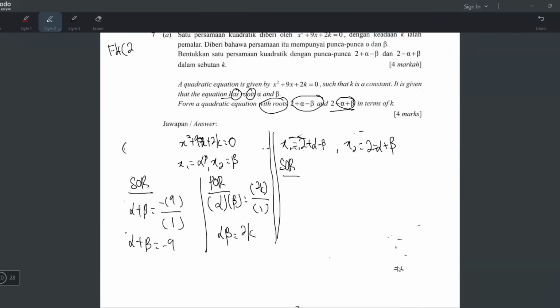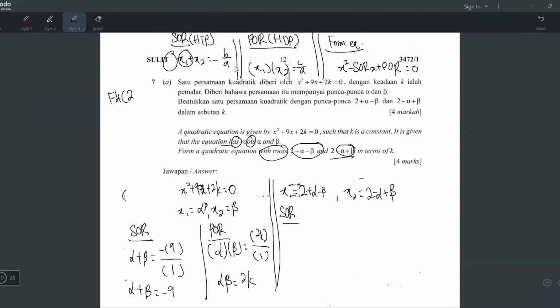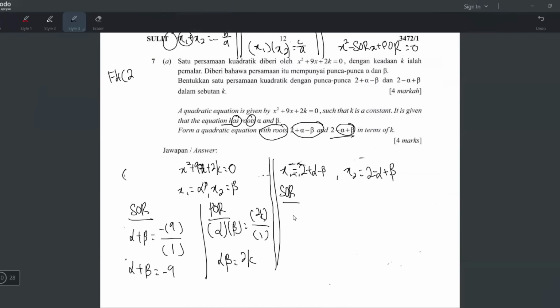When you do the SOR and the POR for this equation, you don't have the equation. Do you realize? You are trying to form the equation. So you will not be able to write down the negative b over a and the c over a because you don't know the ABC. So you will just do 2 plus alpha minus beta tambah 2 minus alpha plus beta. That's it. You will not write equals negative b over a. You jangan pergi equal negative 9 over 1. Tak boleh. Itu equation untuk roots lain. Yang untuk roots ini you tak ada equation dia. So you just leave it macam tu.